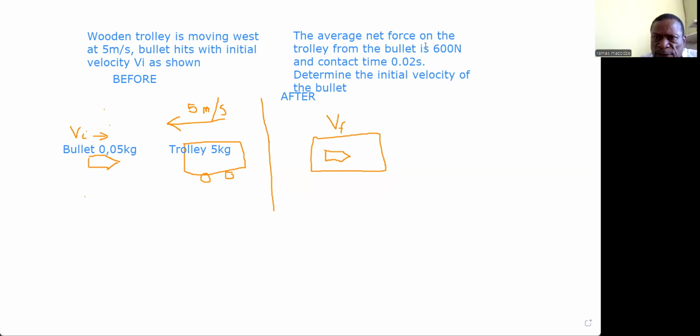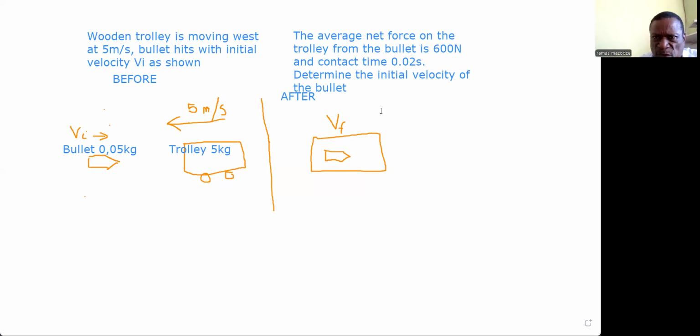We have been given the net force, F net, on the trolley due to the bullet, and we are to determine the initial velocity of the bullet. The trolley is initially moving to the west at 5 meters per second. Normally, when you see that after collision the two objects are together, you think of applying the law of conservation of linear momentum, where you say after collision the two masses are combined, (m1 plus m2), times the final velocity.